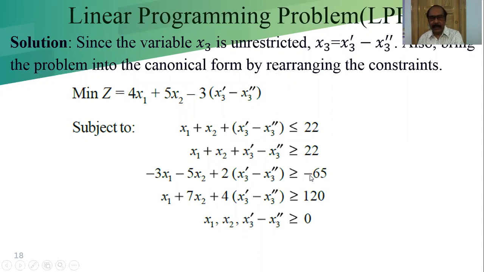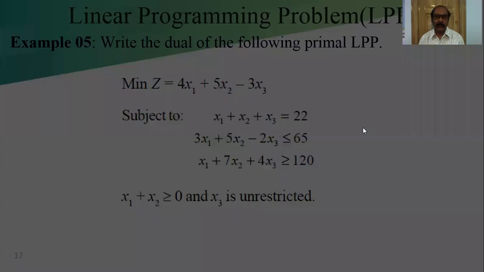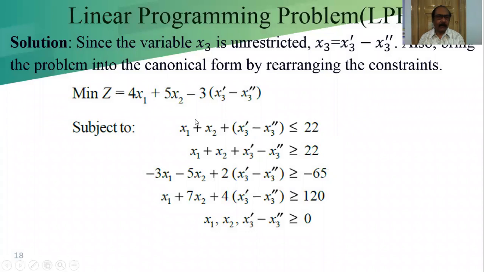65, that means the second one, this is the minimization problem. For the canonical form, this should be greater than or equal to 65. And after breaking it, one will be less than or equal to, another will be greater than or equal to. So less than or equal to, you have converted to greater than or equal to by multiplying both sides by minus 1. And also at the same time we are replacing x3 by x3 dash minus x3 double dash. So the first constraint is less than or equal to 22, also greater than or equal to 22.